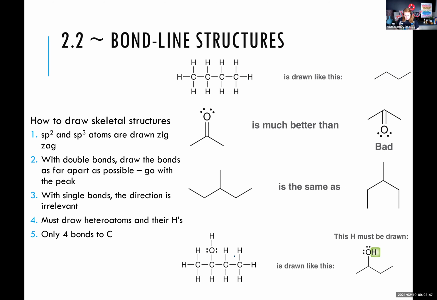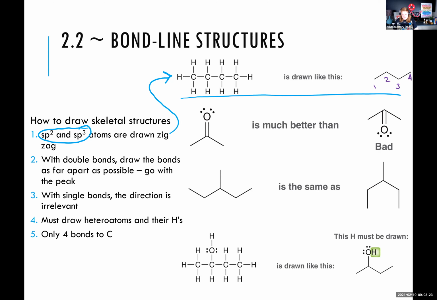So it is called a zigzag structure because when we have sp2 and sp3 atoms, we draw it as a zigzag. So that first structure that's up there has 4 carbons in it. So this is representing 1, 2, 3, 4 carbons. So it starts and ends with carbons, and then each of the little peaks is another carbon.